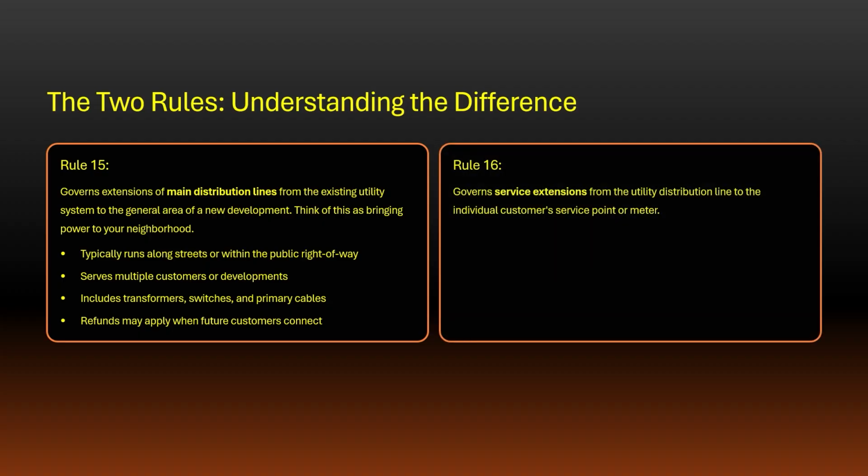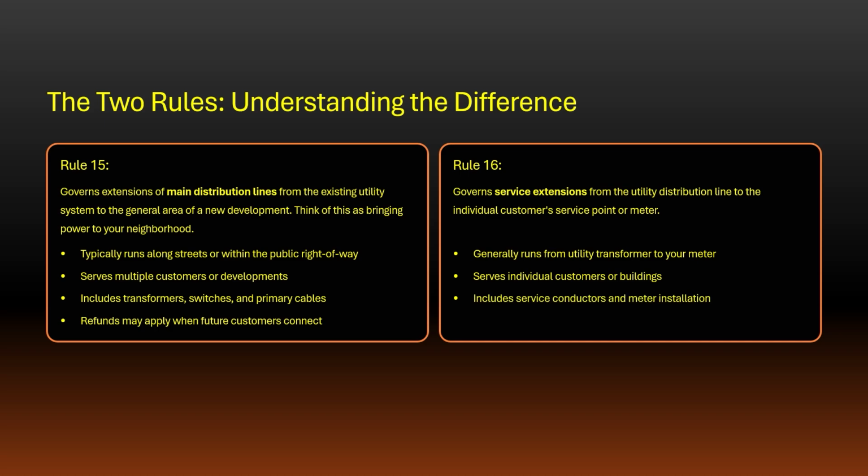In comparison, Rule 16 governs service extensions from the utility distribution line to the individual customer's service point or meter. It generally includes the portion that runs from the utility transformer to your meter. The Rule 16 extension only serves individual customers or buildings and includes service conductors and meter installation. Because Rule 16 applies to a single facility, no refunds are available for the service work.